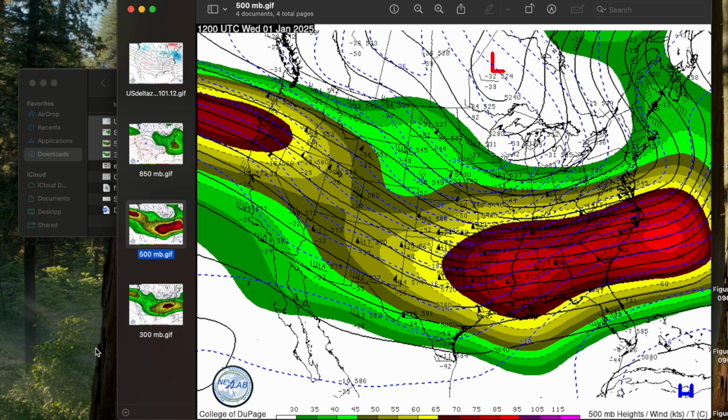If we go down a little bit further in the atmosphere, about halfway, about 6 kilometers up, that jet streak is a little stronger across the southeastern United States. You'll also see our next system's upper level energy across the Pacific Northwest over the Pacific Ocean.